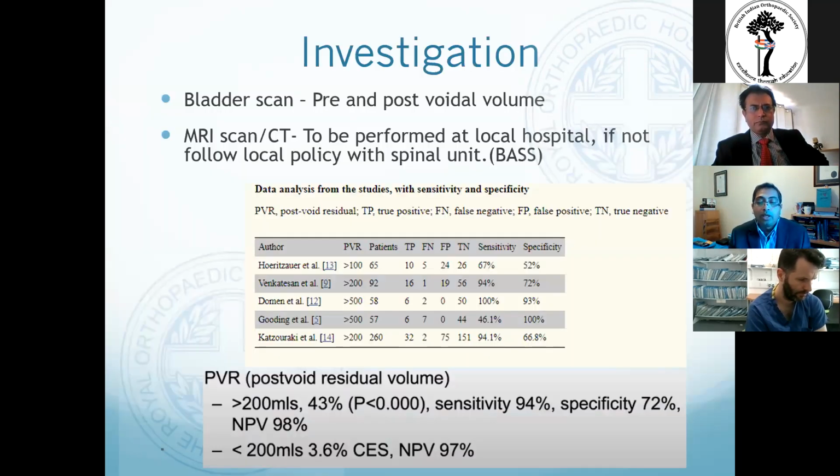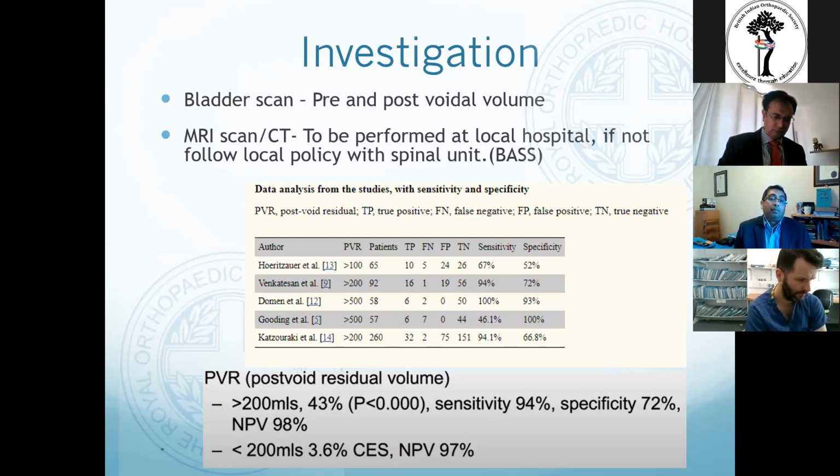So now we come to investigations. We all know MRI is the investigation of choice, or a CT scan if MRI is contraindicated. According to BASS, the MRI scan should be performed at the local hospital. We know not all hospitals have a 24-hour MRI service. In that case, there must be a local policy or protocol with the local or regional spinal unit for when those patients need an overnight, out of hours MRI scan.